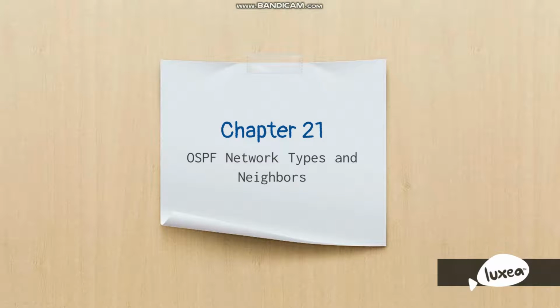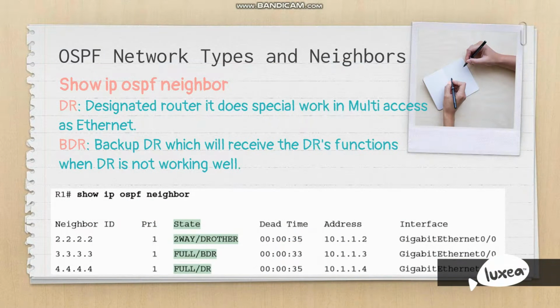Next, Chapter 21. OSPF network types and neighbors. So, as we learned, the show ip ospf neighbor command will show a result like this. Router 1 lists 2, 3, 4 neighbors, and router 1 dynamically discovered the other routers. And 4.4.4.4 is DR, 3.3.3.3 is BDR. And what is DR and BDR?